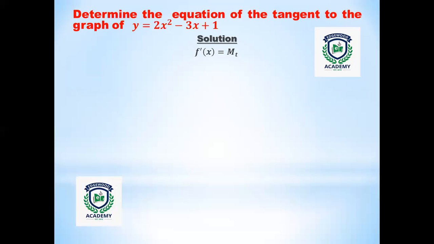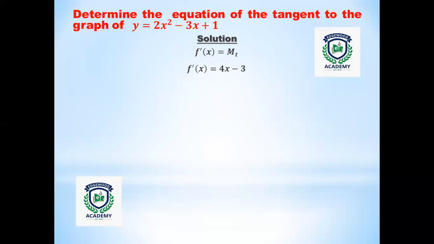Remember, we said in the previous lesson that the first derivative is equal to the gradient of the tangent. That is what I've written here. f prime of x, which is the first derivative, is equal to m_t, the gradient of a tangent. So we take the first derivative of the equation. Remember, y can also be written as f of x. If you like, you can write dy over dx.